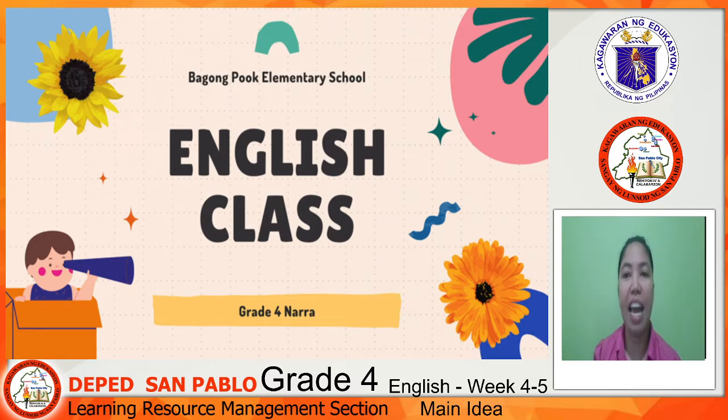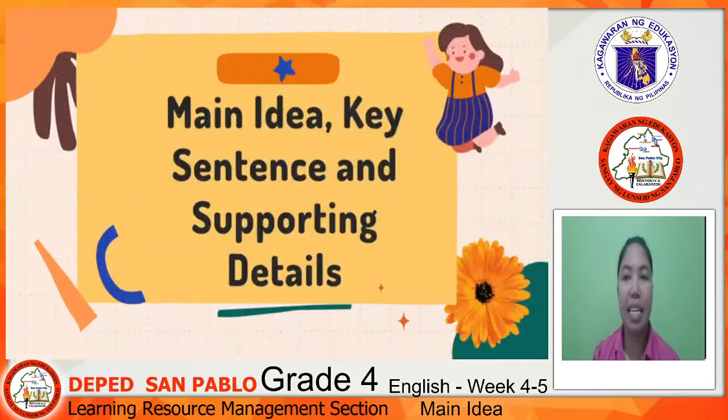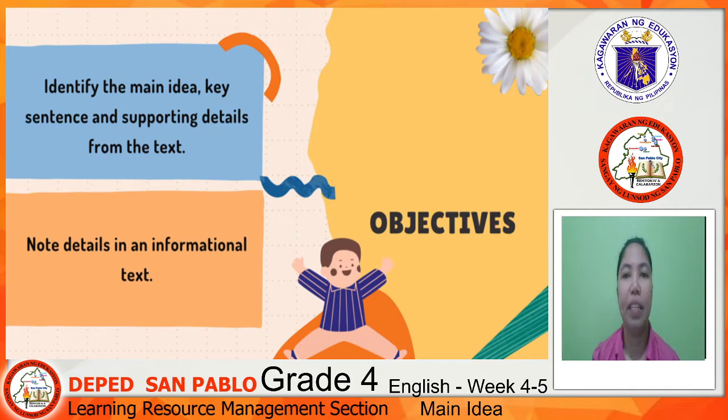And for today, our lesson is about main idea, key sentence, and supporting details. Before we go on to our lesson, let me tell you the objectives of our lesson for today. To identify the main idea, key sentence, and supporting details from the text, and note details in an informational text. Now, let's proceed to our lesson.